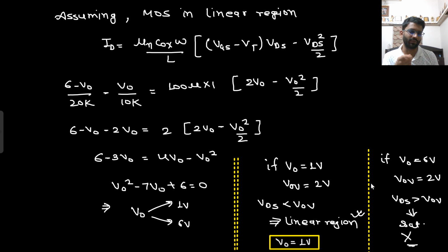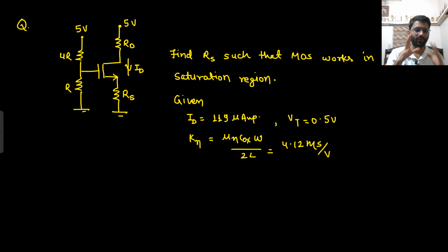So this cannot be true. So the only option true is this. So your V naught value is 1 volt. That's it. Okay. Let's try solving this question on your own. Now you have enough aptitude. You can take your time and try solving this question on your own.